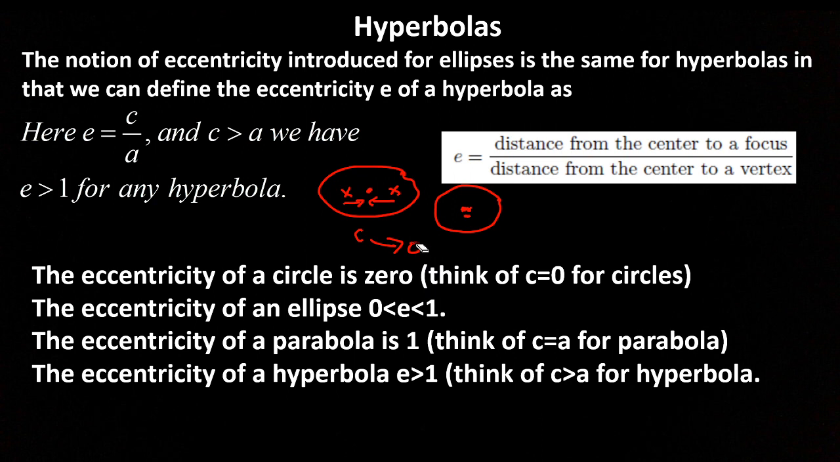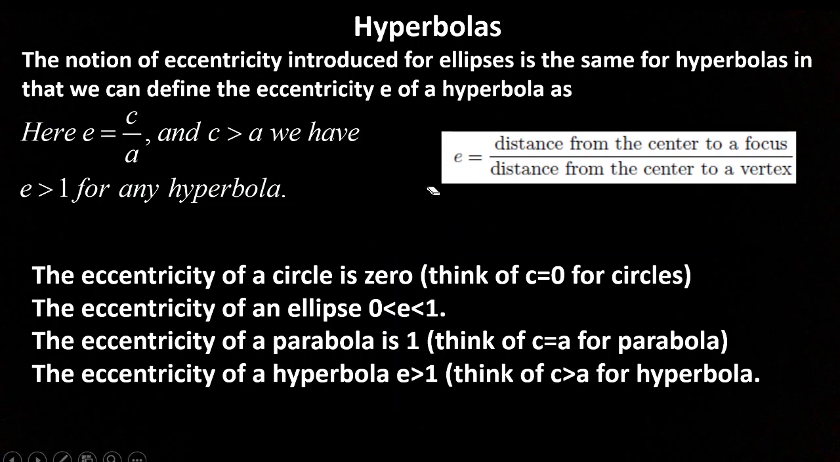Eccentricity of an ellipse, of course, is between 0 and 1 because in an ellipse, c always is smaller than a, right? In an ellipse, this distance is c and this distance is a. So for an ellipse, numerator is smaller than denominator. So it's between 0 and 1. And eccentricity of a parabola is 1, which we're going to talk about next. And for hyperbola, of course, e is greater than 1. All right, so let's talk about parabolas.